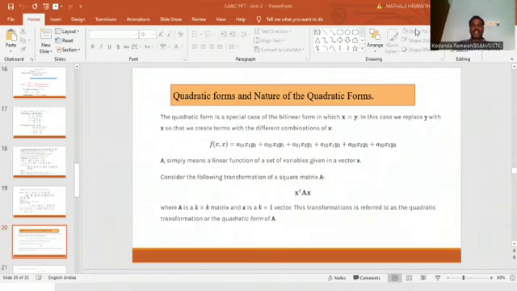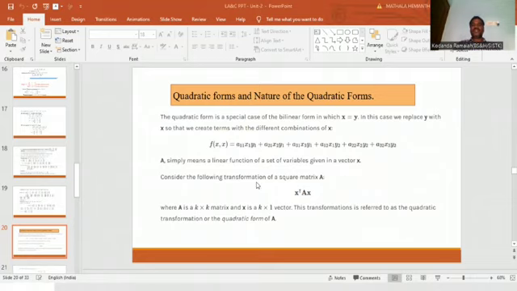Today, we are going to discuss an important topic: quadratic forms and the nature of quadratic forms. The quadratic form is a special case of the bilinear form in which x equals y. In this case, we replace y with x so that we create terms with different combinations of x. For example, f of x comma x equals a11 x1 y1 plus a21 x2 y1 plus and so on, which simplifies to a linear function of a set of variables given in a vector.